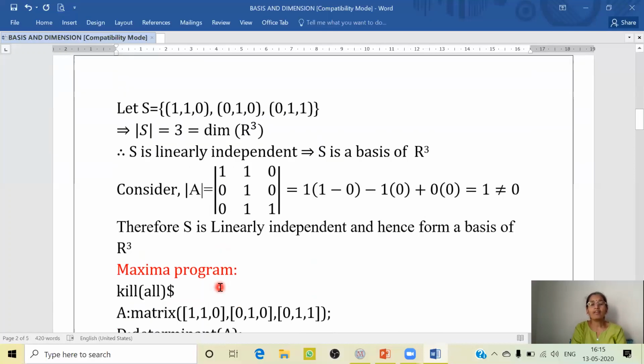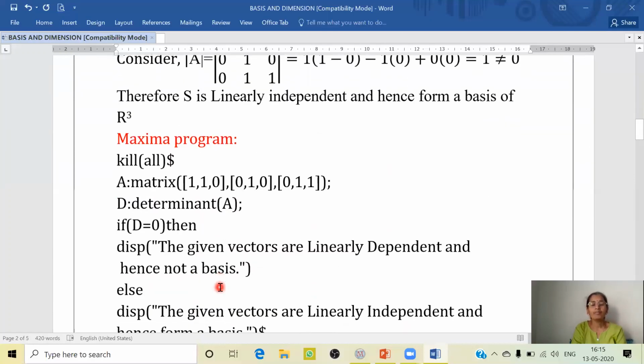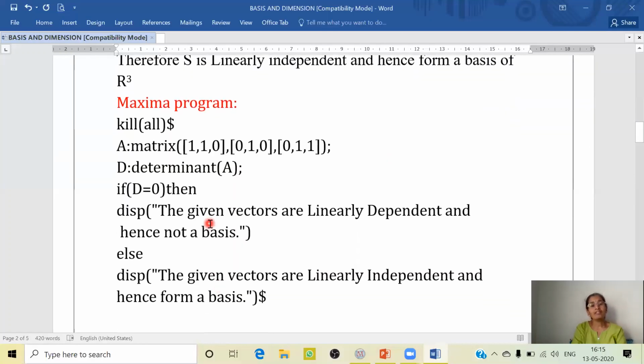Now let us check using the Maxima code here. The Maxima code runs like this. The first line is kill. We know the kill command deletes all the user variables, functions, arrays and brings all the functions to their default states.